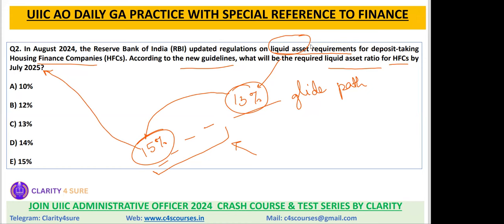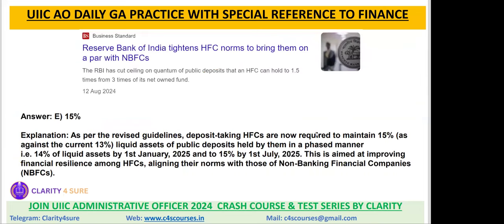So the question was, what is the new requirement? The answer is 15%, by July 2025, with a glide path. In a phased manner, they have to achieve 14% by January 1st, 2025, and ultimately 15% by July 1st, 2025. This is aimed at improving the financial resilience of HFCs, aligning their norms with those of NBFCs. So this was what we discussed: harmonization of norms of HFCs with NBFCs.